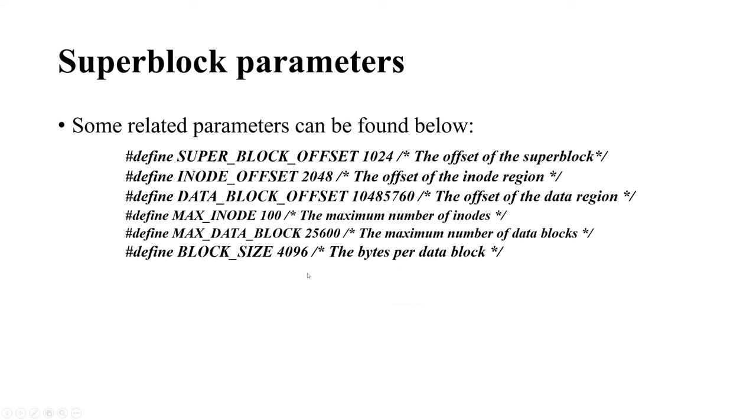And this is what we defined in the superblock.c. You can use these parameters to access these numbers. For example, you can use the super block offset, which is 1 kilobyte, to access the offset of the super block. The inode offset is 2 kilobytes. The data block offset is 10 megabytes. The max inode number is 100, so at most we can have 100 inodes. The maximum data block number is 25,600, and the block size is 4 kilobytes.